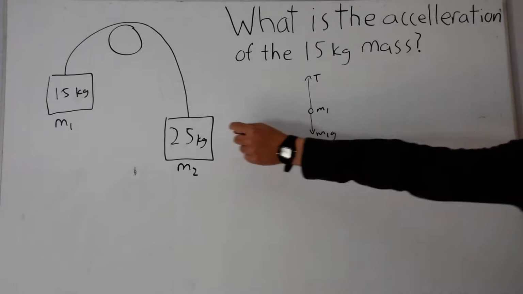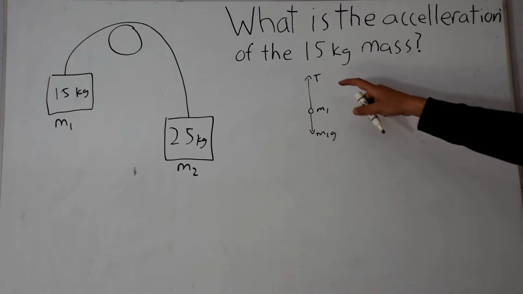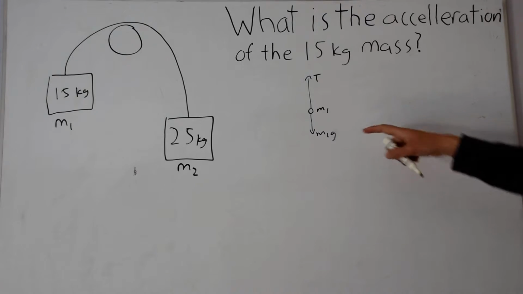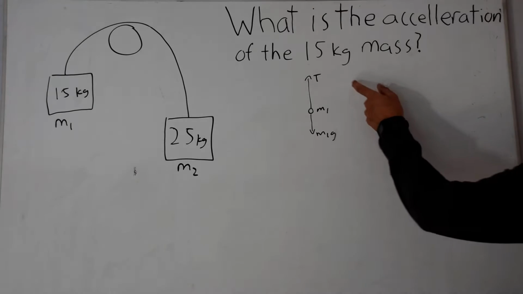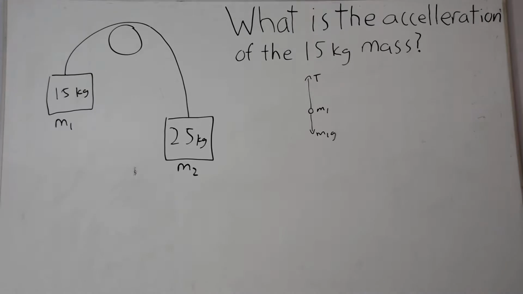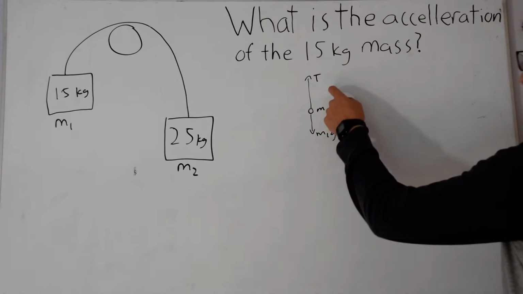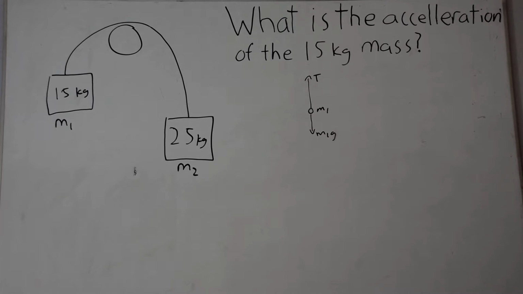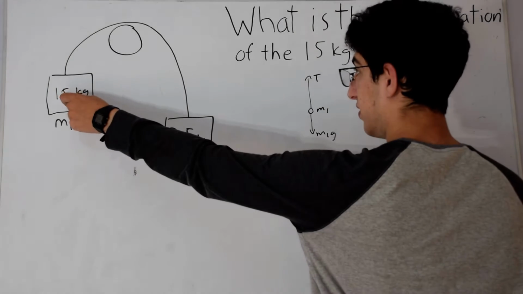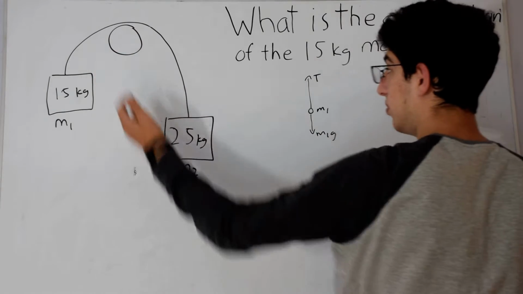And this tension force is just the force that the string pulls on it. And you might notice that I drew the arrow for the tension force bigger than what I drew the arrow for the force of gravity. And that's because I know that the tension force is going to be larger than the force of gravity on M1. And the reason why the upwards tension force is going to be larger than the downwards gravity force is because this 15 kilogram mass, which is lighter than the 25 kilogram mass, is going to move upwards.